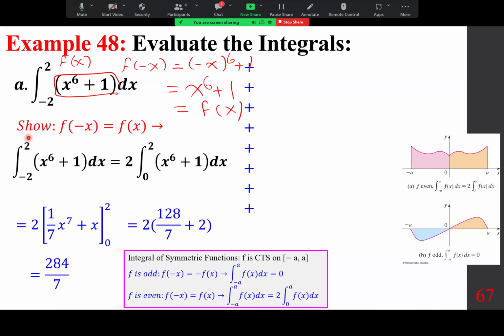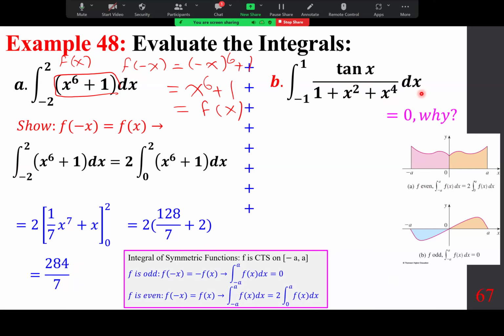If we wanted to evaluate it from negative 2 to 2, this would be negative 2, and it would take a little bit longer. For a function like the integral from -1 to 1 of tan x over 1 plus x squared plus x to the power of 4 dx, for this function, this becomes 0. Why is that?